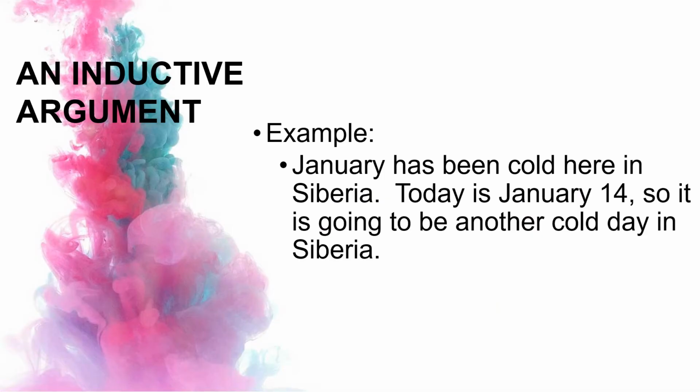So this is an example. January has been cold here in Siberia. Today is January 14, so it is going to be another cold day in Siberia. The second statement has the possibility of carrying true information, which is related to the first sentence, which is the premise.